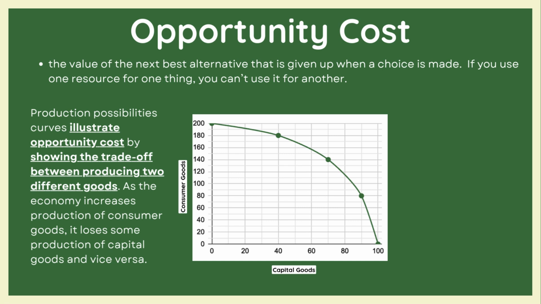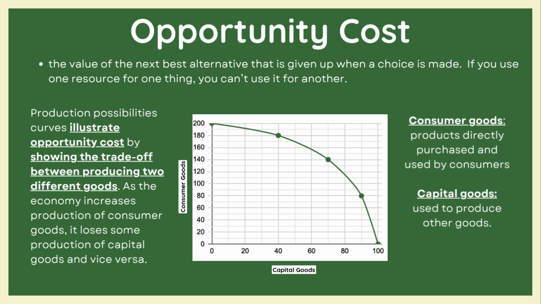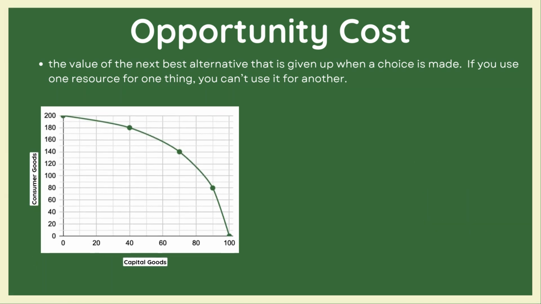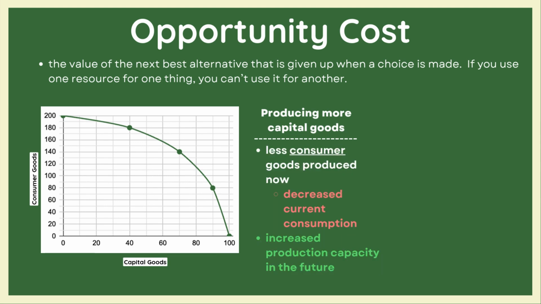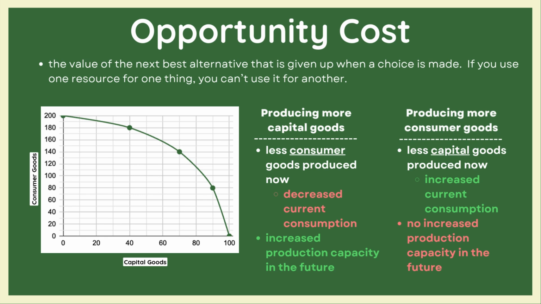The trade-offs and opportunity costs in this example using capital and consumer goods are very important. Consumer goods are products directly purchased and used by consumers, while capital goods are used to produce other goods. This means that if the economy allocates more resources towards producing capital goods today, it is choosing to produce more goods and services in the future, with the trade-off being less goods and services produced today. On the other hand, if the economy allocates more resources towards producing consumer goods today, it is choosing to produce more goods and services now, with the trade-off being less goods and services produced in the future.